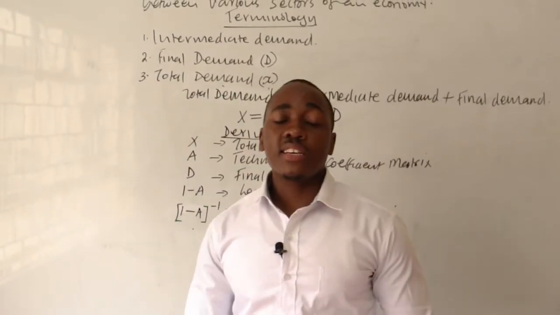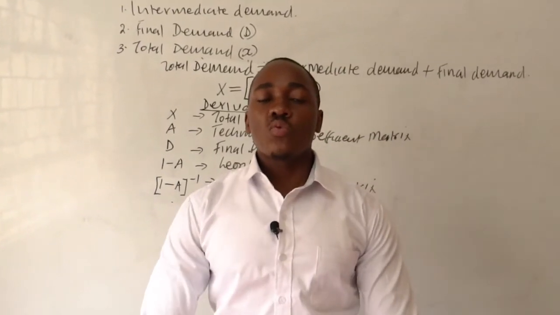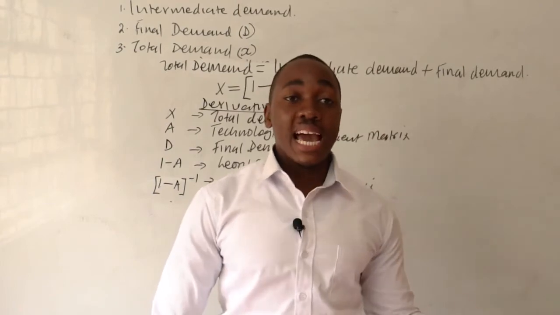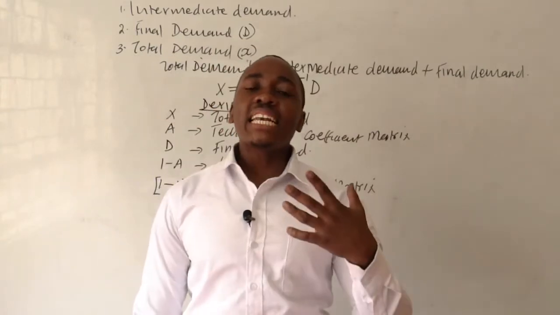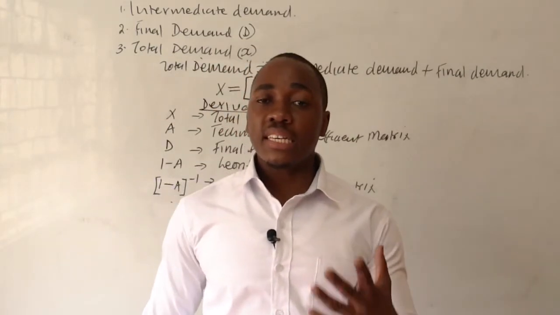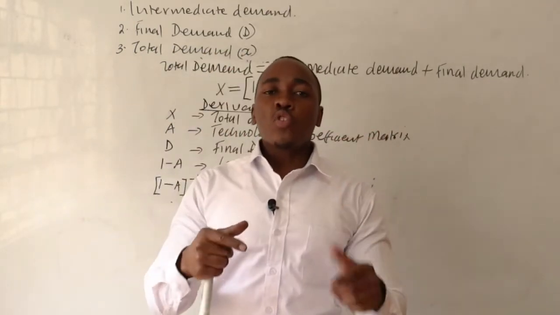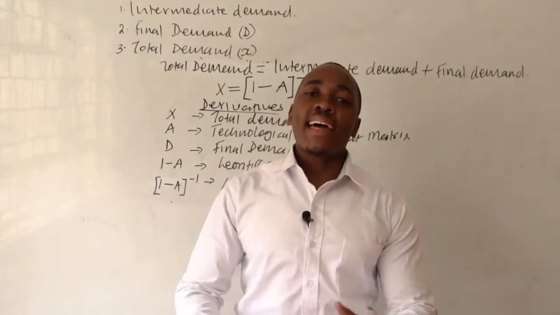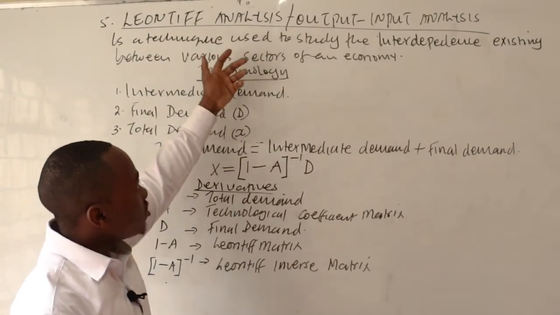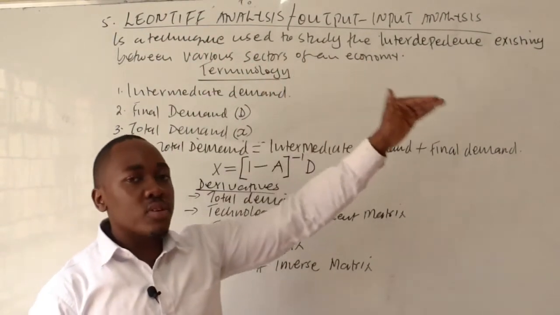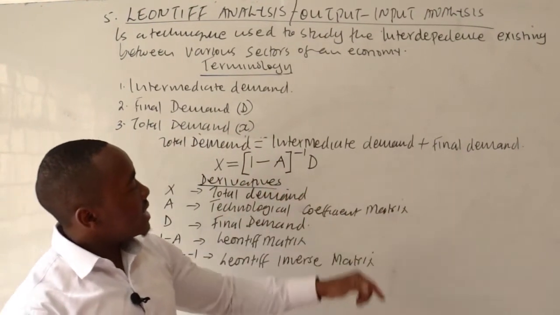So let's go to the next application of matrices, and that's the Leontief, or what we call the output-input analysis. The Leontief analysis is a technique used to study the interdependence existing between various sectors of an economy. Interdependence means that the output of one sector will become an input of another sector. It's also known as output-input analysis.